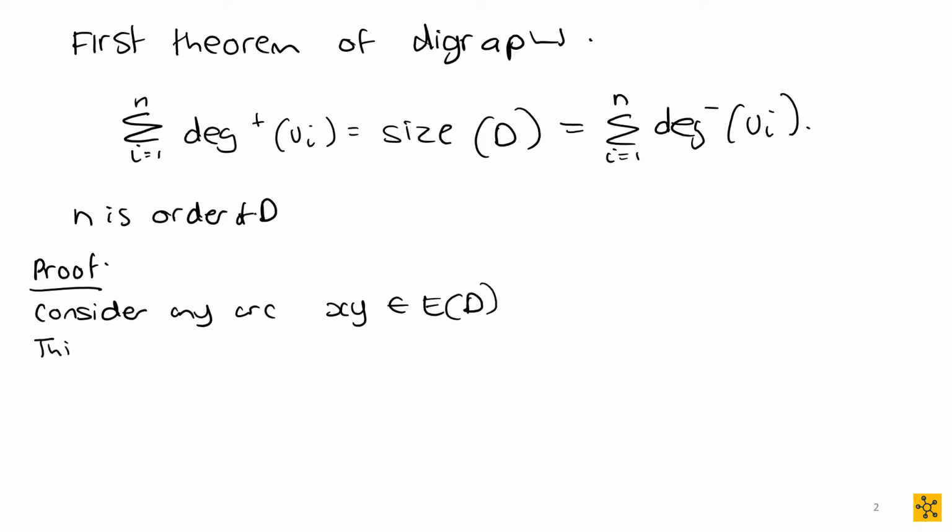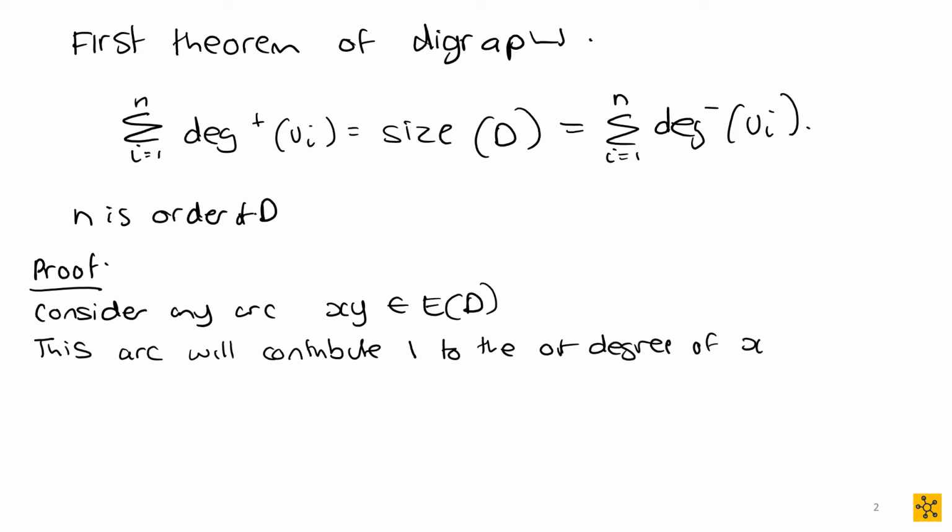Now this arc will contribute 1 to the out degree of x, because it's going from x to y, and 1 to the in degree of y, because it's going into y.